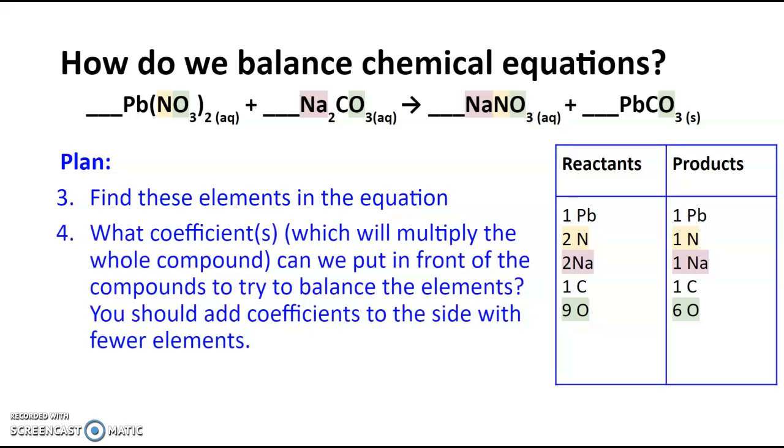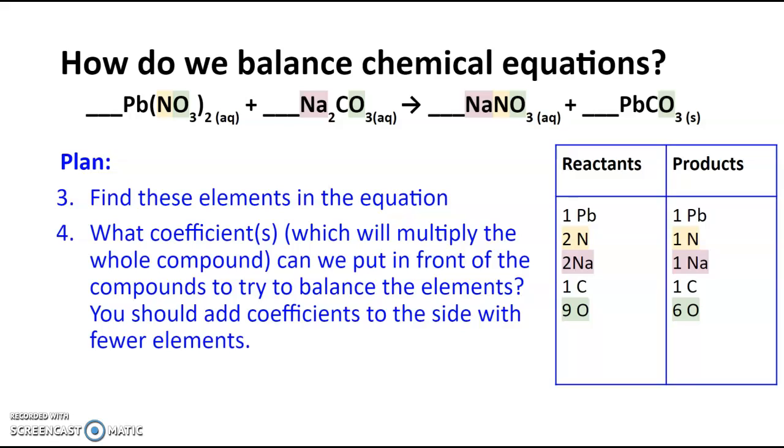Now we need to think about what coefficients. So the coefficients go on the lines and they multiply the whole compound. So they would say you have 2 lead nitrates or you have 2 sodium carbonates, right? They're just telling you a multiple of the molecule. So what can we put in front of the compounds to try to balance the elements?